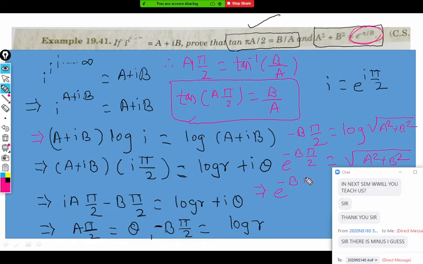Yes, e to the power minus b pi is equal to a square plus b square. I think you are correct. Yes, sir. It's minus b pi only. Yes, sir. Yes, he is correct.